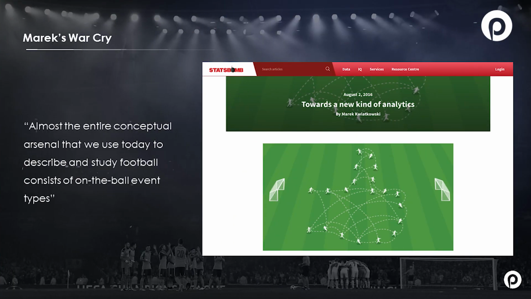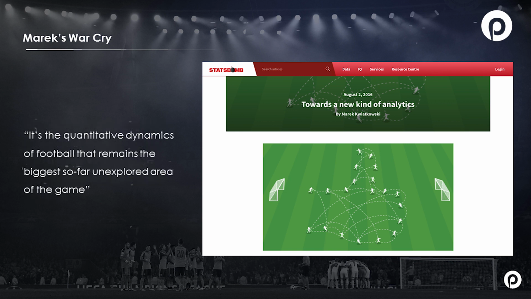So this study was inspired by this article by Marek, where he called for a new type of analytics. He claimed that the current analytics is concentrated on on-ball events, shots, passes, and football isn't like that. Football is more dynamic, and this dynamism plays out on spatial grounds and also temporal. But he says that this is a large area of analysis that hasn't been touched yet.